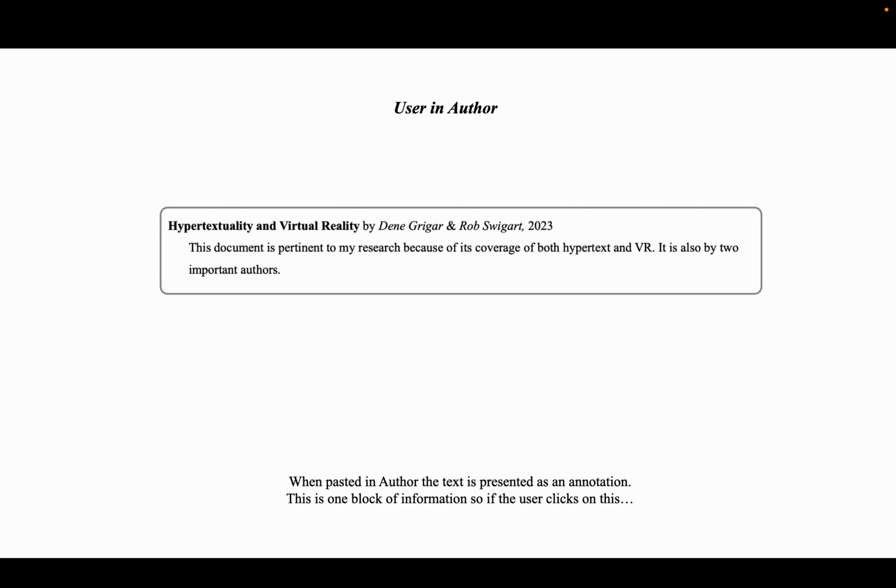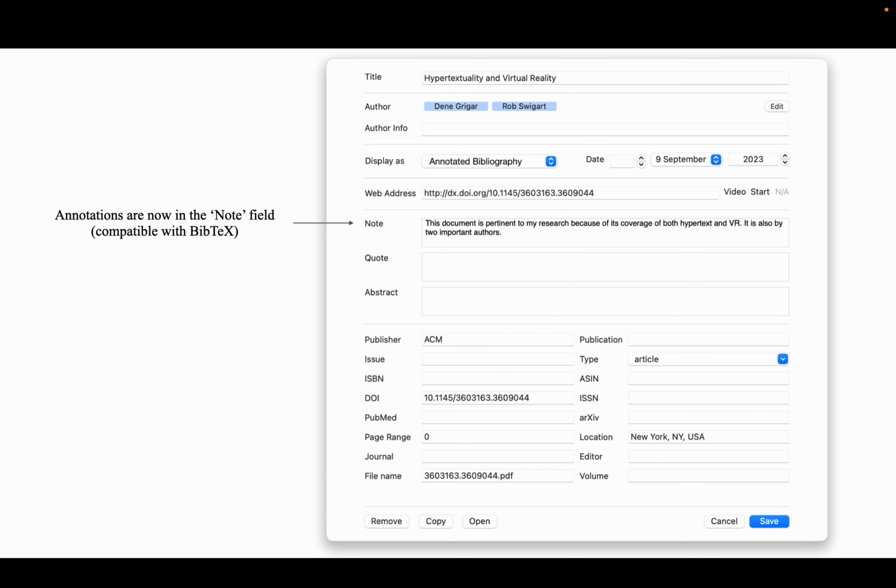If the user clicks on it, the normal Author citation dialog opens up, except the note field is now used for the annotation, which was written in Reader. If the user wanted to, they wouldn't have to write it in Reader. They could write it right here or edit it and do what they like.